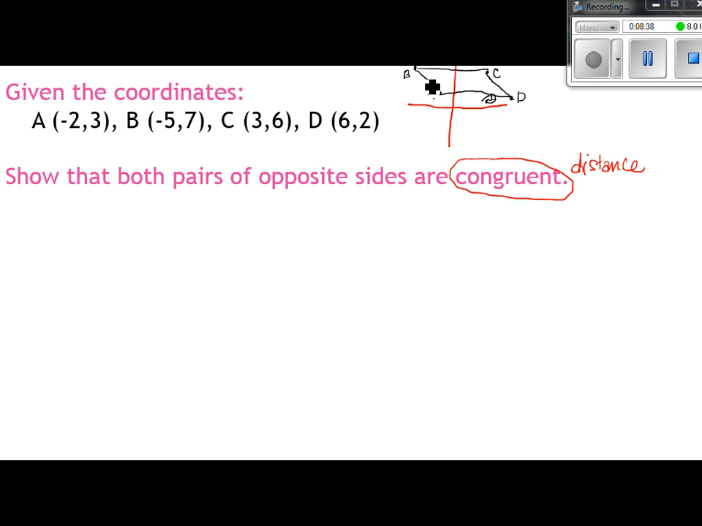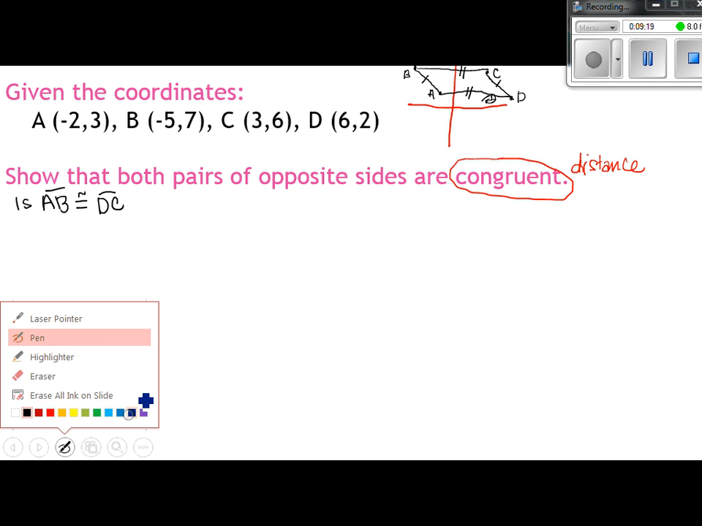So if I want to prove that this is a parallelogram, I need both pairs of opposite sides congruent. So I need AB congruent to CD, and I need BC congruent to AD. So showing that algebraically using the distance formula, I want to ask myself, is AB in fact congruent to DC, and is BC in fact congruent to AD? Okay, so I'm going to need to use some distance formulas here. So let's start out with AB and go from there.